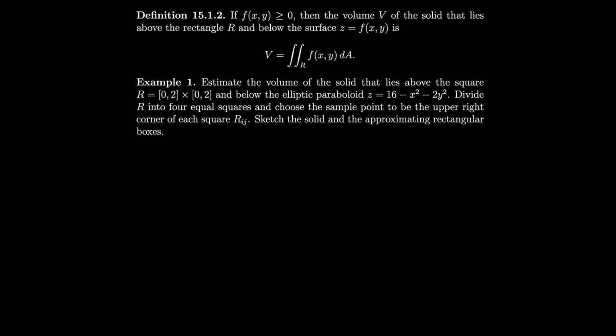Therefore, it should make sense that we define the volume to be the double integral, which we define to be the double Riemann sum with the limit. So this will be the volume of the solid that lies above the rectangle R and below the surface z equals f(x,y). As an example, how about we estimate the volume of the solid that lies above the 2x2 square and below the elliptic paraboloid? We'll divide our 2x2 square into 4 equal squares, and then choose our sample point to be the upper right corner of each of our squares.